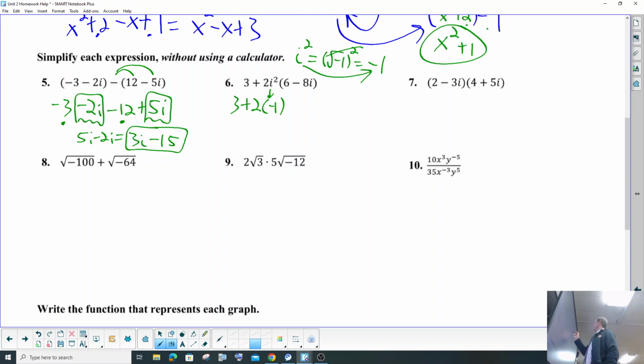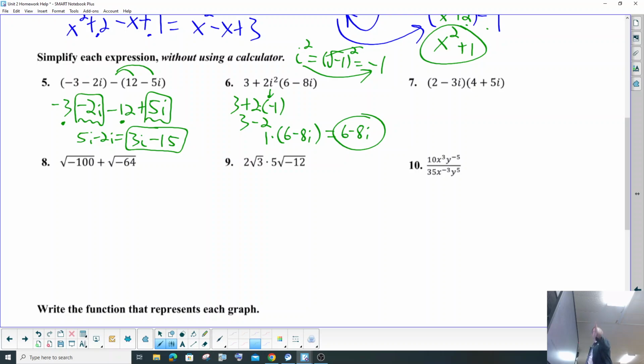So whenever you see an i squared, you can replace it with a negative 1. So now we have 2 times negative 1 is a negative 2, and we have a 3 minus 2, which is 1. Wow, that's actually pretty easy, because now you can just distribute that 1 through, and you get 6 minus 8i back again. And that's it.